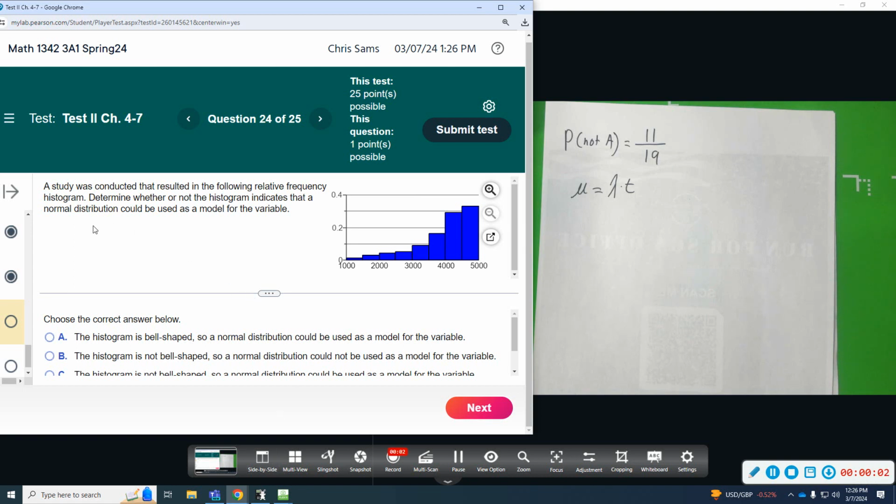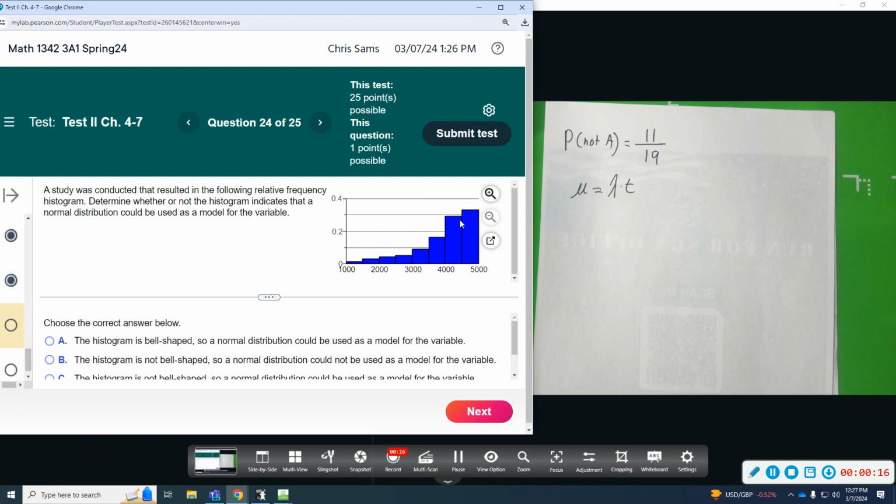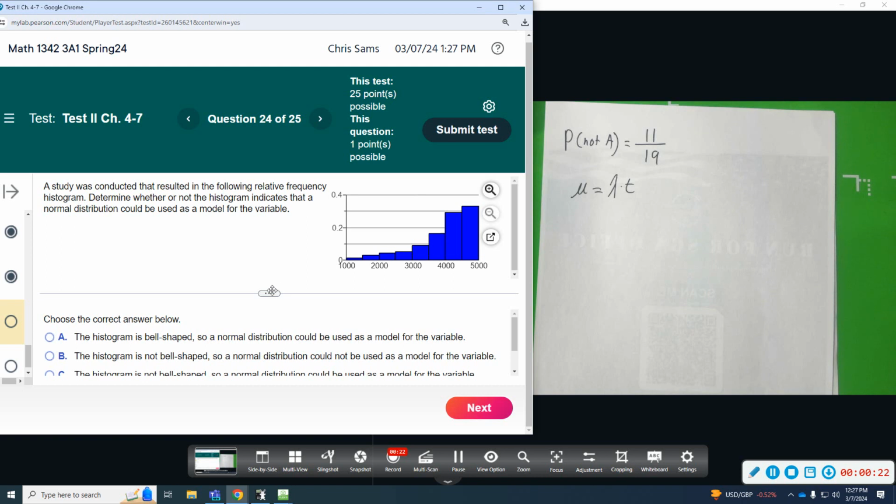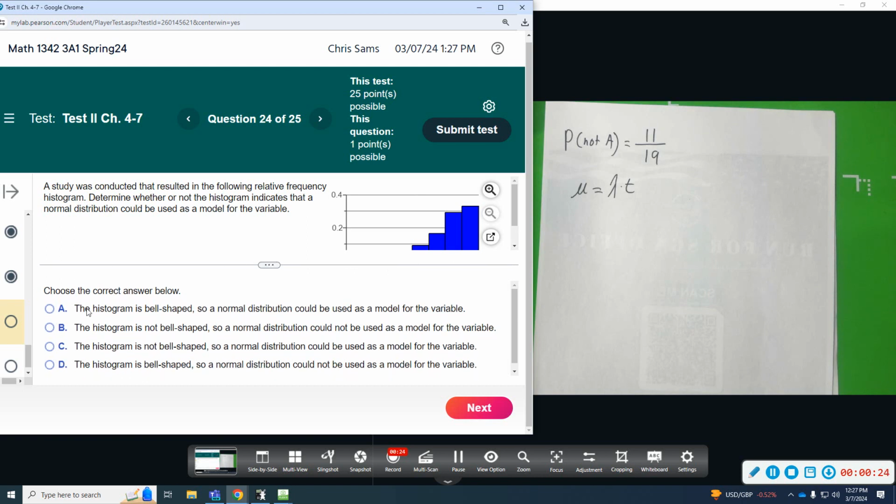All right, question 24. A study was conducted that resulted in the following relative frequency histogram. Determine whether or not the histogram indicates that a normal distribution could be used as a model. So looking at this histogram, it looks skewed to the left. Since it's not roughly normal, we're going to say that we cannot use the normal.